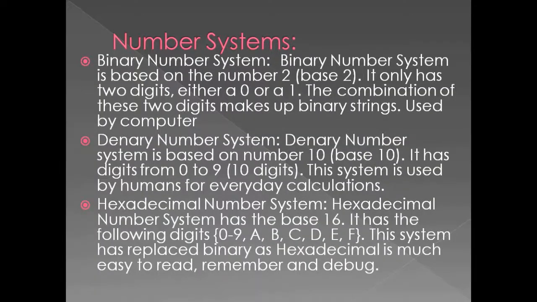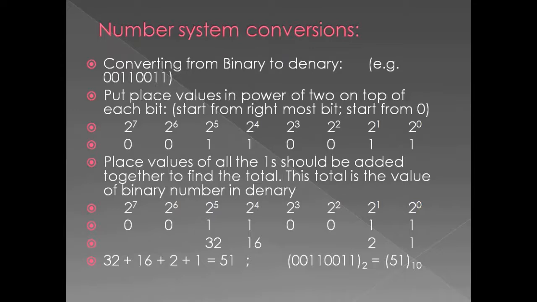Okay, so moving on, converting from binary to denary. For example, we have a number 00110011. What you need to do is, first of all, put place values in power of 2 on top of each bit.